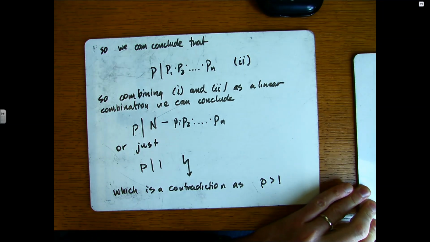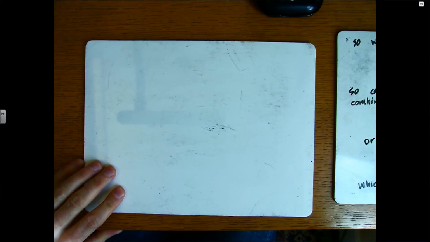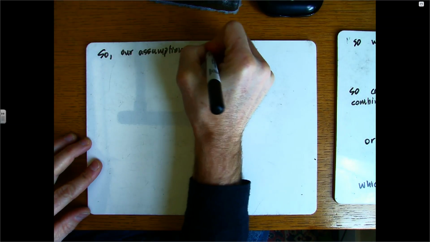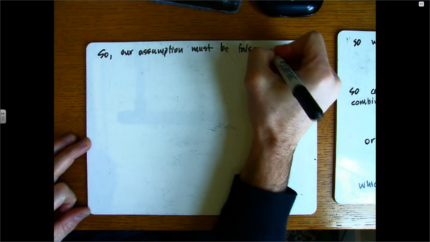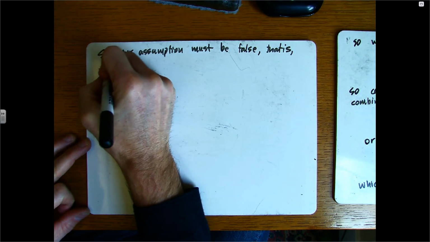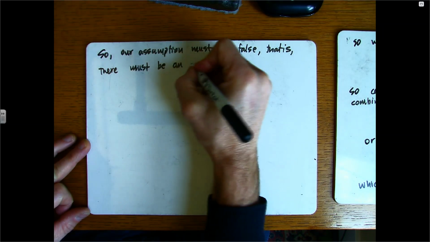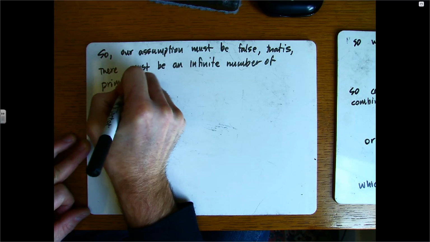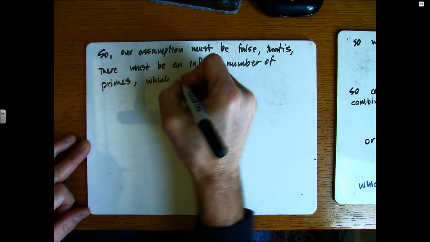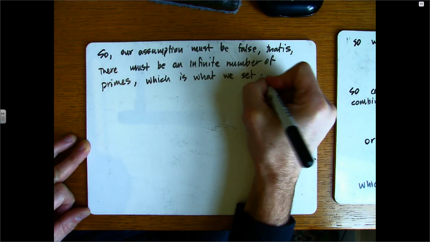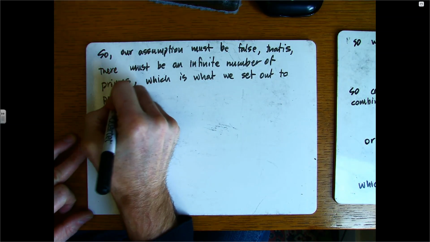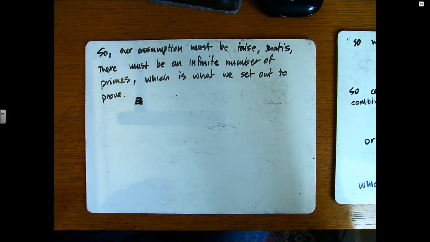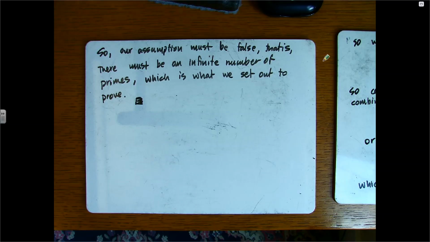So what can we conclude? So our assumption must be false. That is, there must be an infinite number of primes, which is what we set out to prove. And we're done. So often regarded as one of the most elegant proofs in all of mathematics. I hope I've done it a little bit of justice here. There are an infinitude of prime numbers.